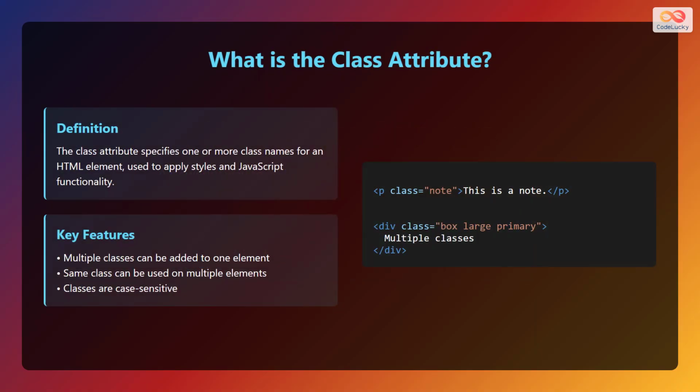Let's define what the class attribute actually is. The class attribute specifies one or more class names for an HTML element. These class names are used to apply styles and JavaScript functionality to the element. Here are some key features of class attributes.